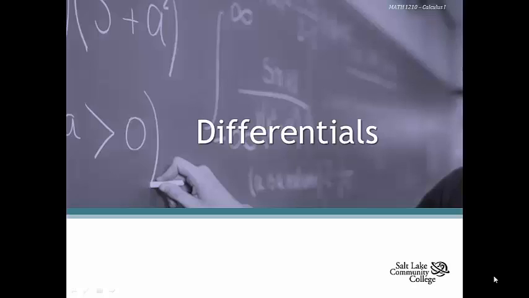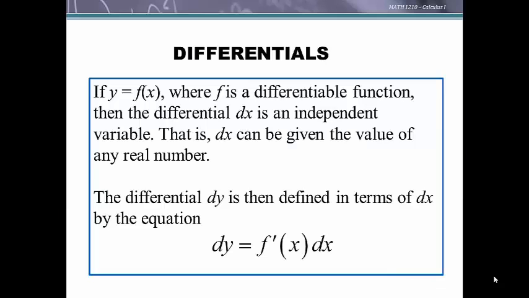Now that we've learned about linear approximations, we're ready for the idea of differentials. If y equals f of x, where f is a differentiable function, then the differential dx is an independent variable. That is, dx can be given the value of any real number, and the differential dy is defined in terms of dx by this equation: dy equals f prime of x dx.